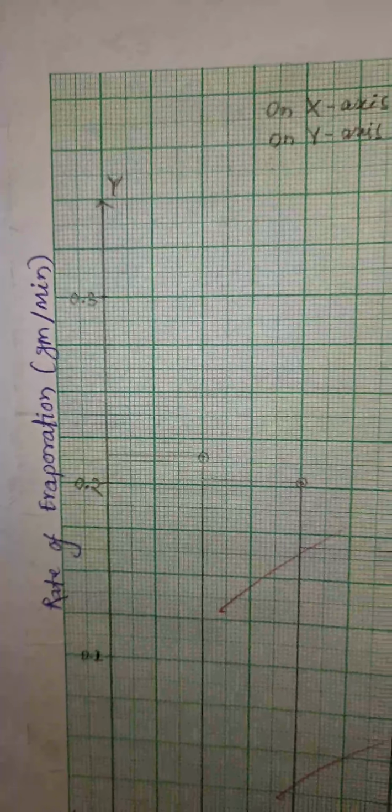Then a graph will be made by taking the concentration on the x-axis and the rate of evaporation in gram per minute on the y-axis. Here the conclusion will be: when the concentration of the solution increases, the rate of evaporation decreases. Hence the rate of evaporation is inversely proportional to the concentration of the solution. Now this practical was completed.